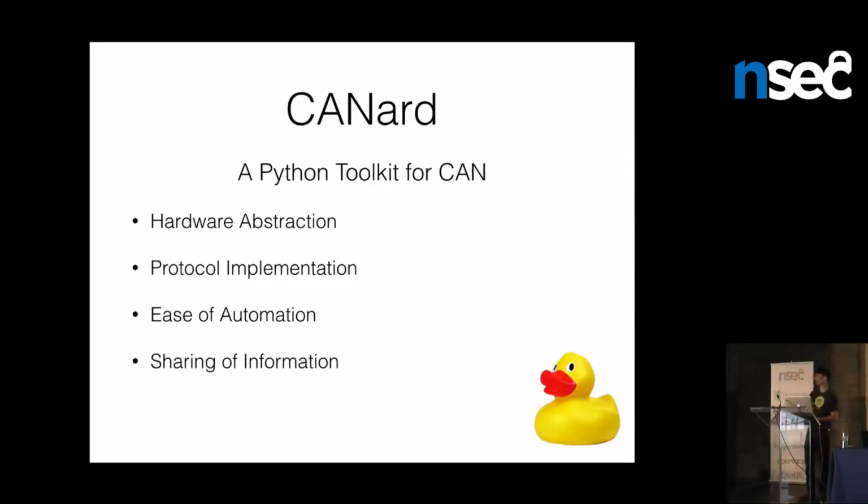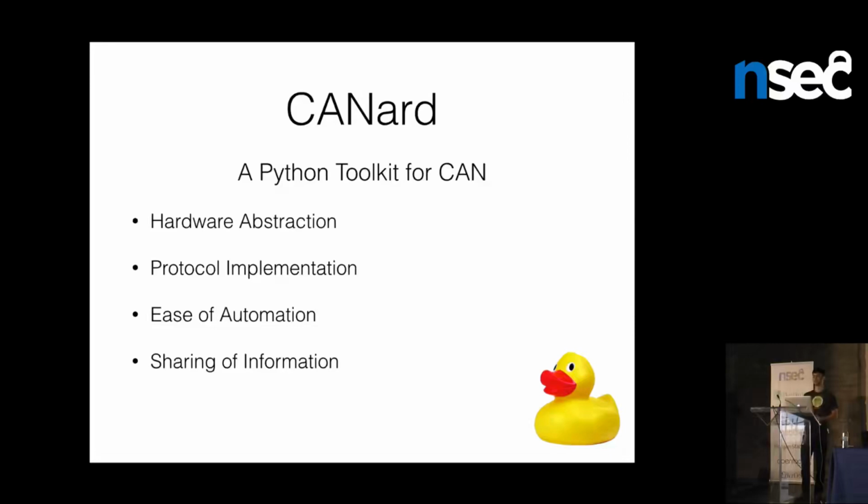And then there's the one that I wrote. This is Canard, a Python toolkit for CAN. It has four main goals. One is to abstract away the hardware, so you can plug in this or a Vector tool or whatever you want, and it doesn't matter. It'll just work. Second, protocol implementation, which we'll talk about at the end here. Basically getting those done for you so you don't need to reinvent the wheel every time you want to send an OBD clear fault code request.